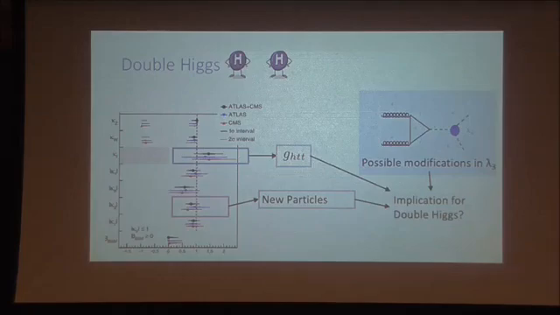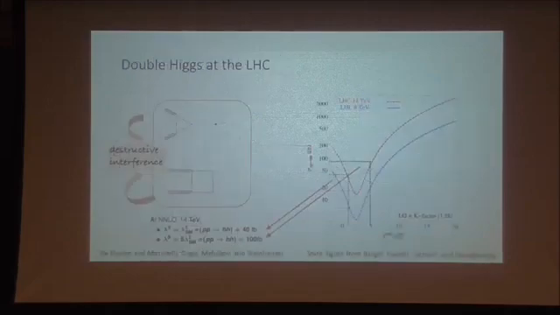So first, let's see how a modified trilinear coupling affects double Higgs. There are two diagrams contributing to double Higgs production at the LHC, the triangle diagram and the box diagram. They interfere with each other destructively. So here is the production cross-section for double Higgs for different values of the trilinear coupling. There are two things I think worth noticing in this plot.